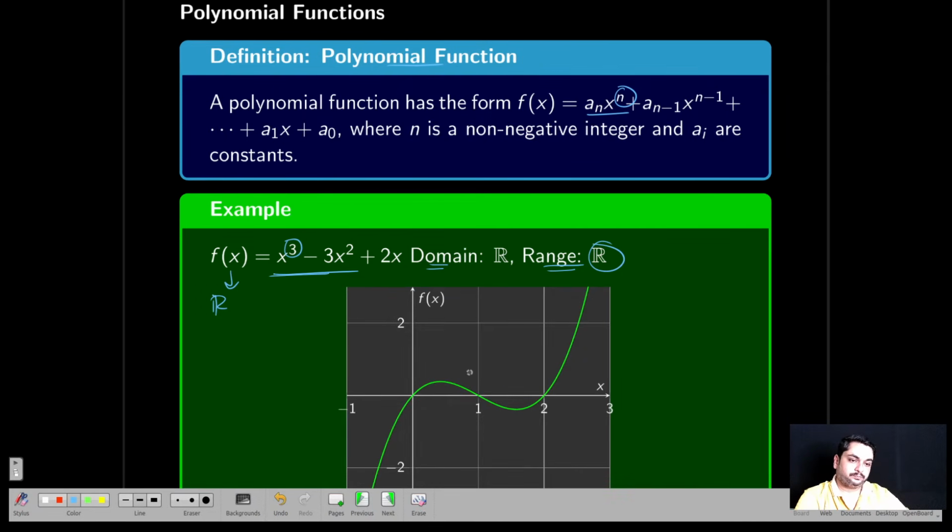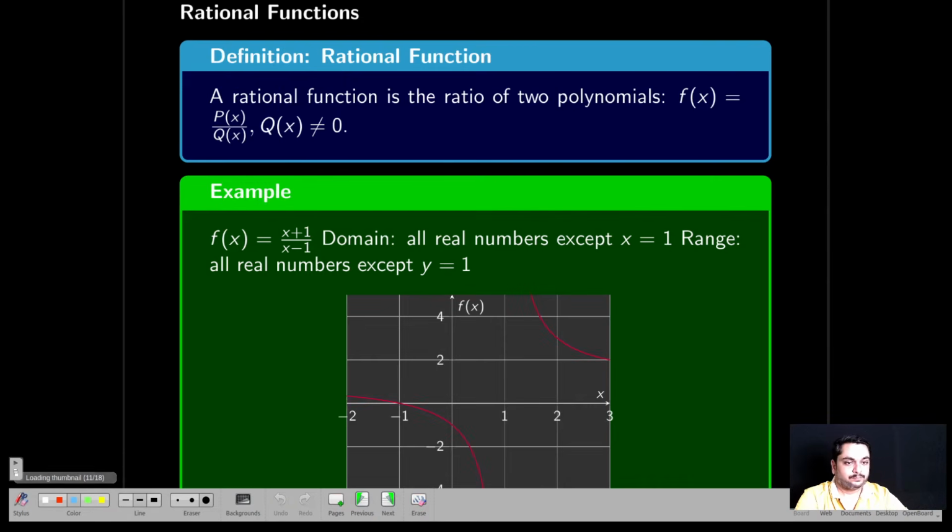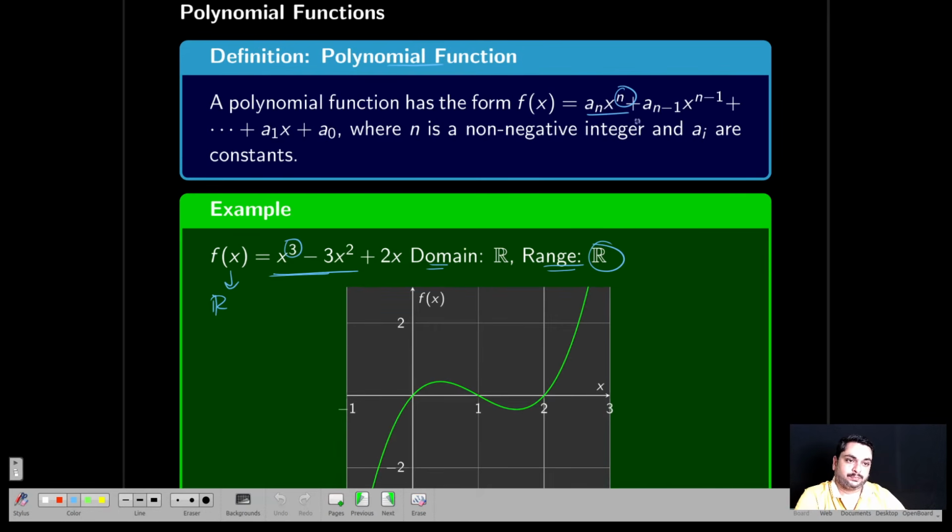You need not remember these functions, but at least you should have an idea. A quadratic function looks like this. A cubic function looks like this. Next, rational function. A rational function is the ratio of two polynomial functions. Two polynomial functions means what was seen previously, no? Quadratic is also a polynomial of order 2.